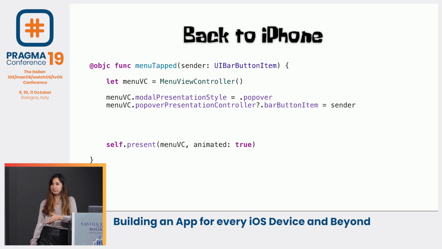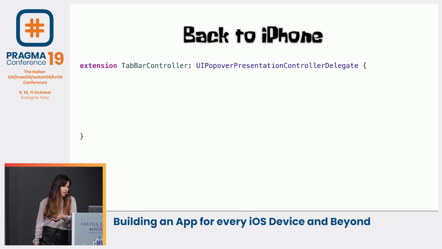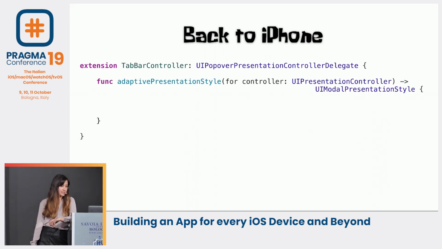But if we just present it as is, it's going to present as full screen. And we don't want that. So we need to make ourselves the delegate for the popover. We find the presentation controller, we make ourselves the delegate, and then when we implement that delegate, what we care about is the adaptive presentation style method.